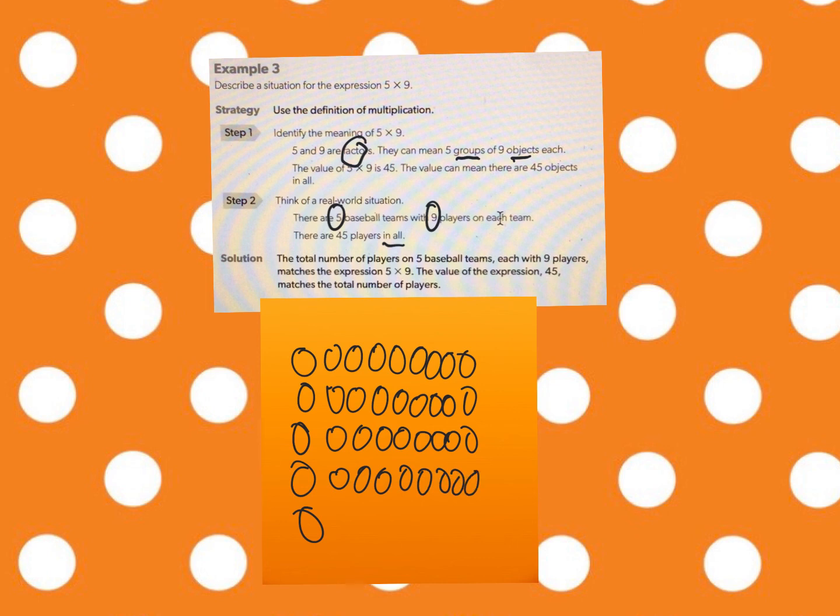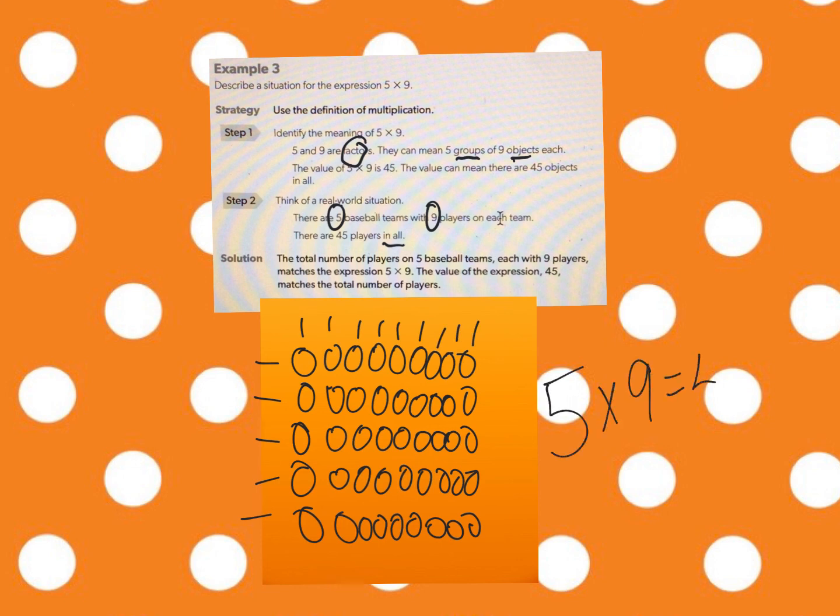1, 2, 3, 4, 5, 6, 7, 8, 9. Just want to double check that one. 1, 2, 3, 4, 5, 6, 7, 8, 9. So we have 5 rows, 1, 2, 3, 4, 5, and we have 9 players in each of those rows, 1, 2, 3, 4, 5, 6, 7, 8, 9, to give us 5 times 9, which equals 45.